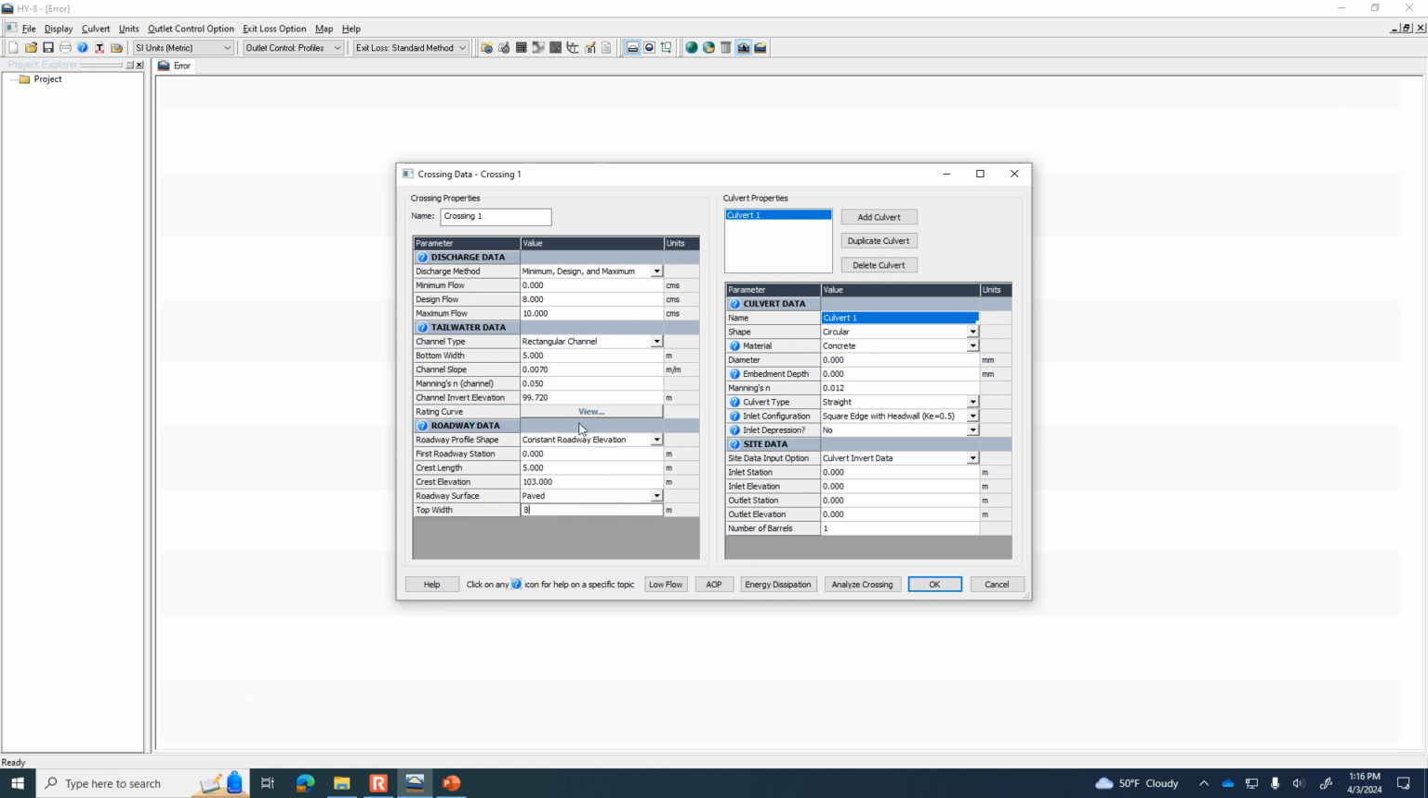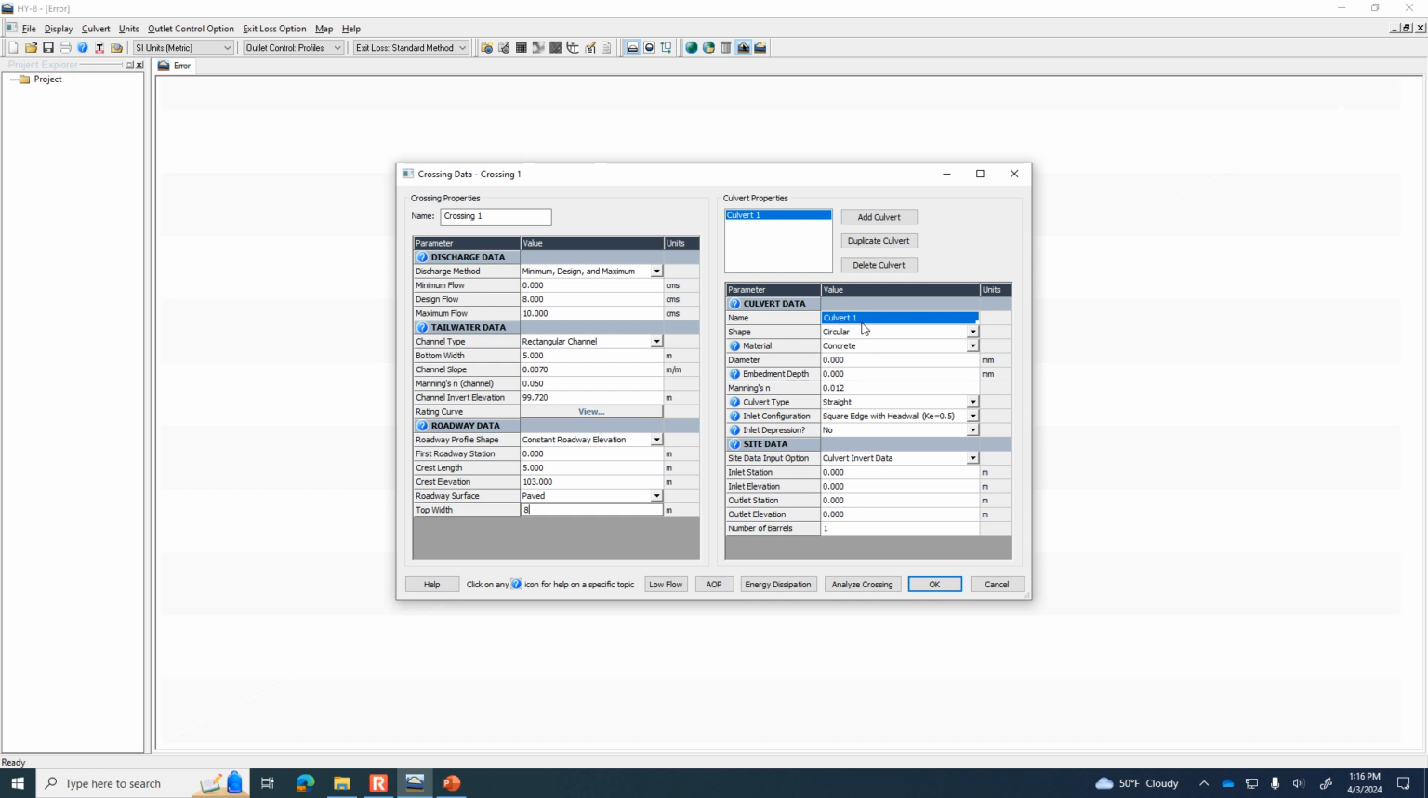Again, it's not going to matter because the overtopping component of the flow isn't what we're trying to understand. It's just how high the headwater gets prior to overtopping, what flow rate causes the headwater depth of 2 meters.